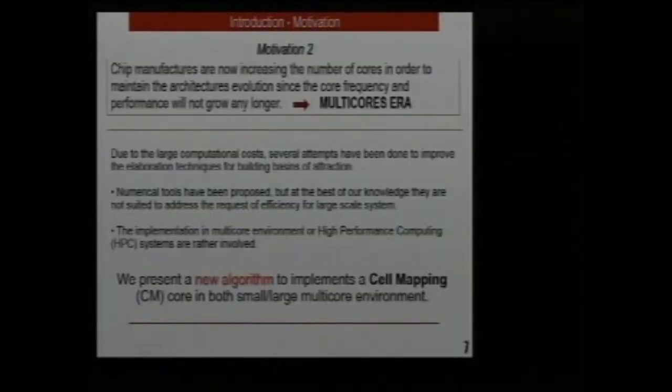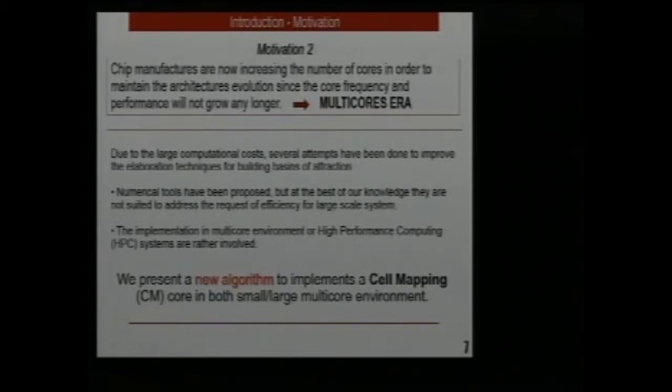And the second motivation for our work is what I said at the beginning, that we are giving up single-core computation, and we are moving to the multicore computational era. So you need to exploit these computational capabilities to improve our capability of determining basins of attraction. So we present a new algorithm which tries to exploit this multicore behavior of a modern computer, and we focus in this work, but we are working in a different direction as well, on the cell mapping method.